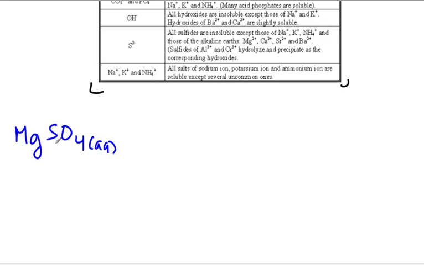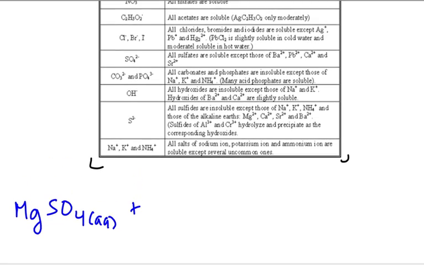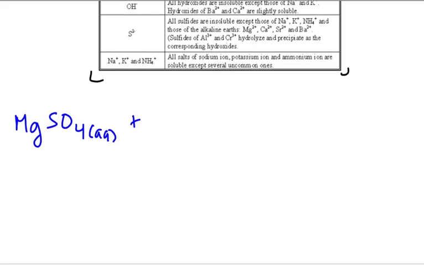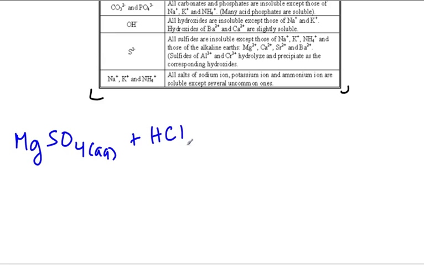Let's say we drop the MgSO4 powder into water, and it dissolves. Because why? This is an ionic compound. It's obviously an electrolyte. It's going to be a strong electrolyte as well, because ionic compounds are very strong electrolytes. And let's say we also have an aqueous reaction of HCl, hydrochloric acid. We drop that into water, so it's aqueous now.